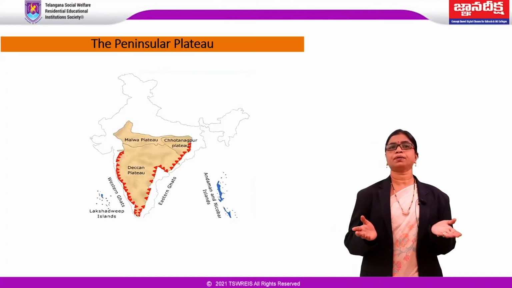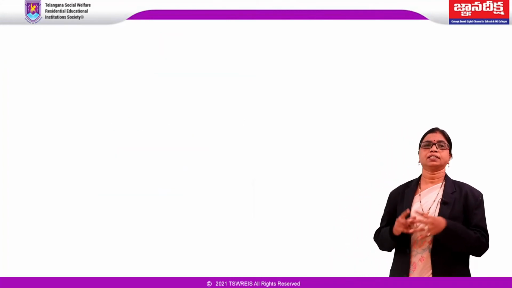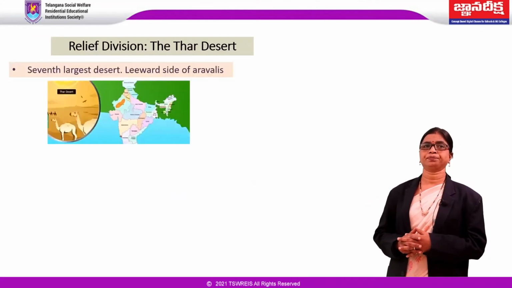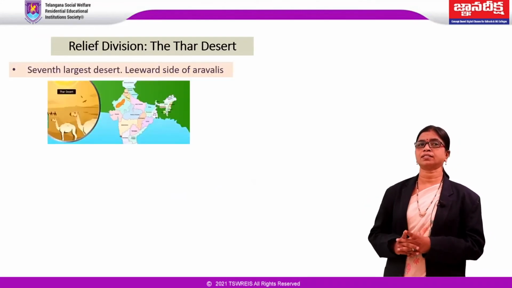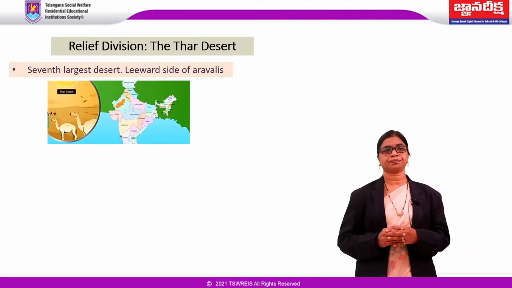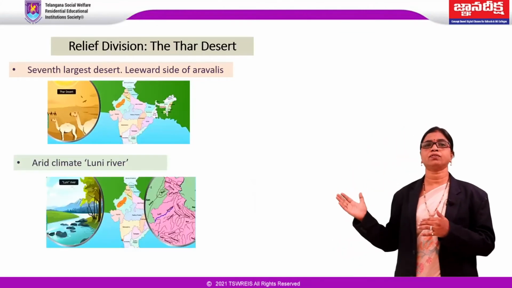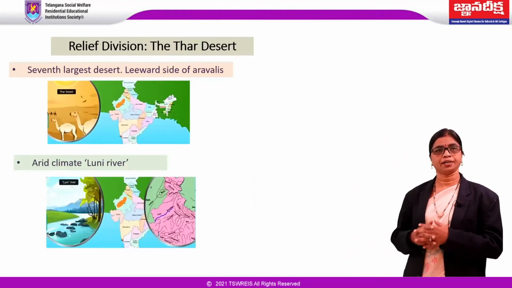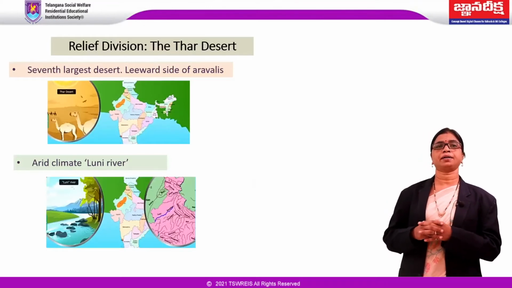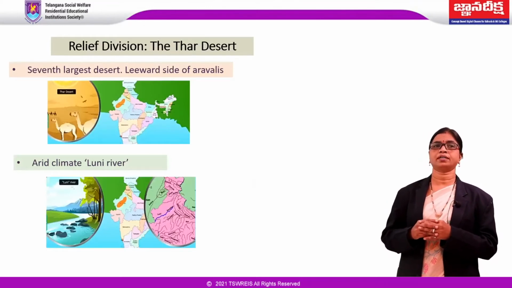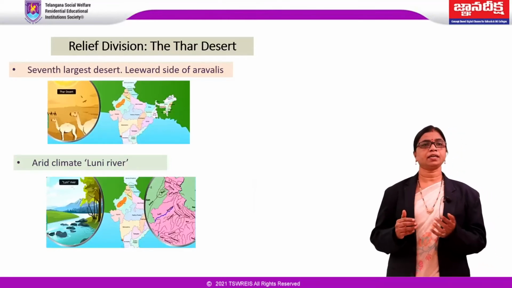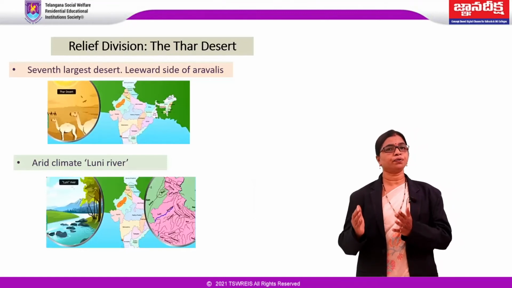Now let us learn about the Thar Desert. The Thar Desert is situated in the west part of Rajasthan, India. It is the world's 7th largest desert and consists of sand and rocky outcrops. It is located on the leeward side of the Aravallis and receives a very low amount of rainfall, ranging from 100 millimeters to 500 millimeters per year. It has an arid climate, little or no rain and poor vegetation cover.